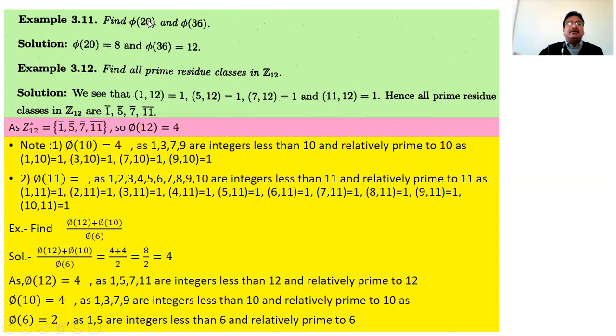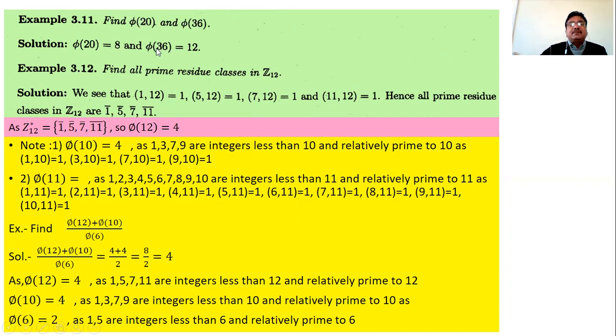Then 12 is not relatively prime to 20. 13 is relatively prime to 20. 14 is not relatively prime to 20. 15 is not relatively prime to 20. 16 is not relatively prime to 20. 17 is relatively prime to 20. 18 is not relatively prime to 20. 19 is relatively prime to 20. And then these relatively prime numbers are 8 in number. So 8 numbers are relatively prime to 20 and less than 20.